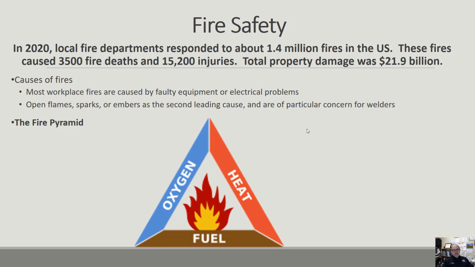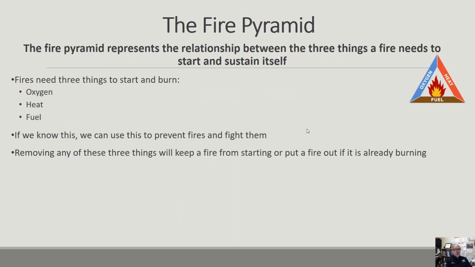And here's an example of the fire pyramid. So the fire pyramid is 3 sides: oxygen, heat, and fuel. The fire pyramid represents the relationship between the 3 things a fire needs to start and sustain itself: oxygen, heat, and fuel. There are some people that say the fire pyramid actually has 4 sides, and that 4th side is what they call the chain reaction of all that stuff working together. And that may be true.